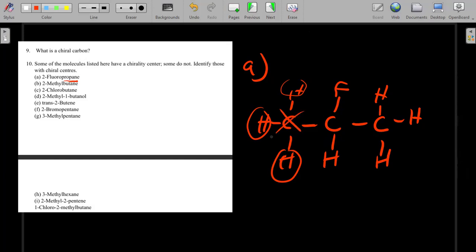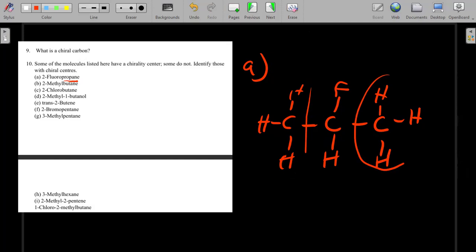Let's go to the next one. So the next one, you have a fluorine attached to this carbon, then hydrogen attached to this carbon. Yes, but you have 2 methyl groups. These are methyl groups, which are the same groups attached to it. So our carbon number 2 is not a chiral carbon.